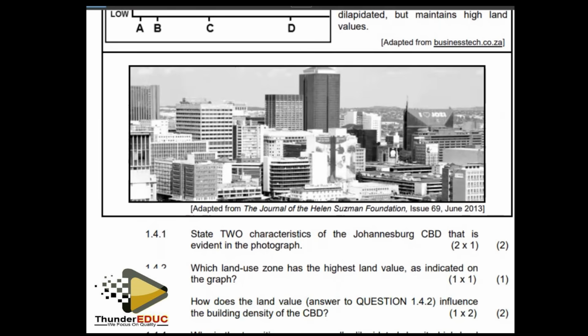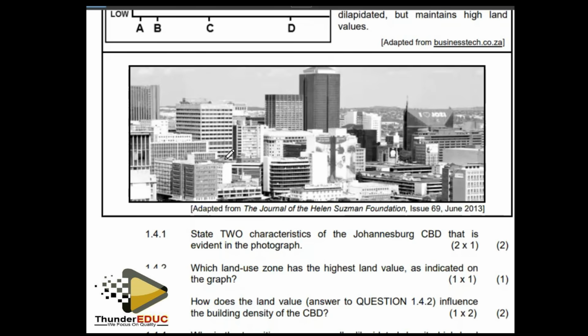State 2 characteristics of Johannesburg CBD that is evident in the photograph. Okay. First of all, when you look at the buildings themselves, what do you see? The buildings are too tall, isn't it? You can see tall buildings. So the buildings are too tall.